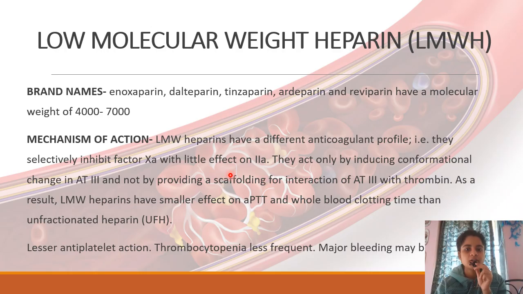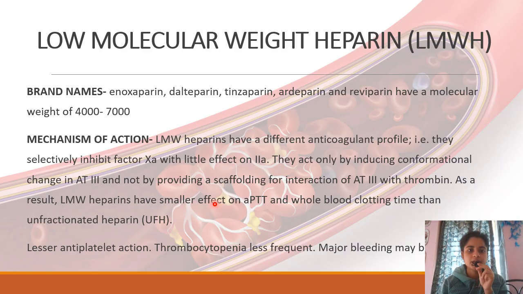So here what happens in LMWH? LMWH causes only a conformational change. It causes a structural change in the antithrombin 3, and no interactions occur between LMWH and antithrombin 3 with thrombin. No such interaction. As I have shown you in heparin, there was interaction of antithrombin 3 with thrombin, and thrombin gets inhibited, then other factors also get inhibited, due to which there is a change in the intrinsic pathway. Okay, the intrinsic pathway gets prolonged. So therefore the APTT gets changed. Whereas here it does not happen like that.